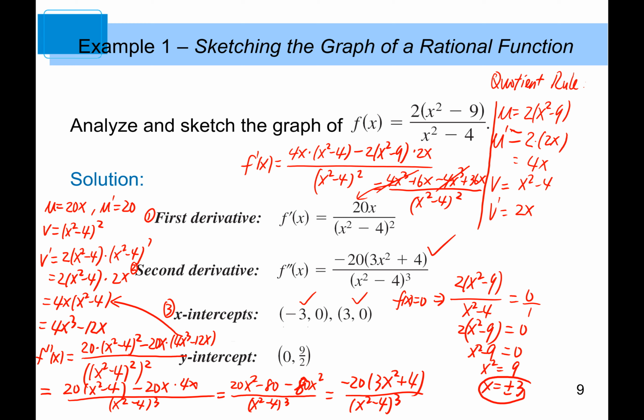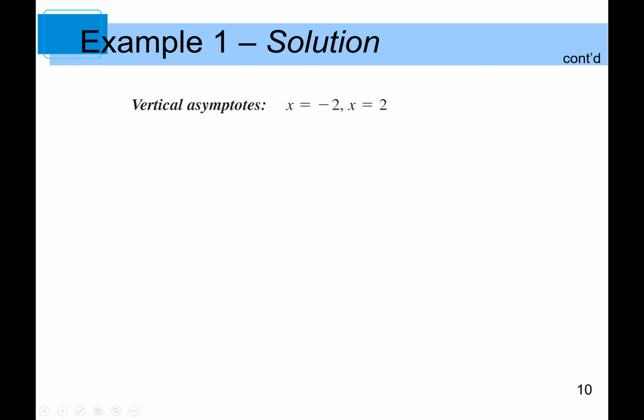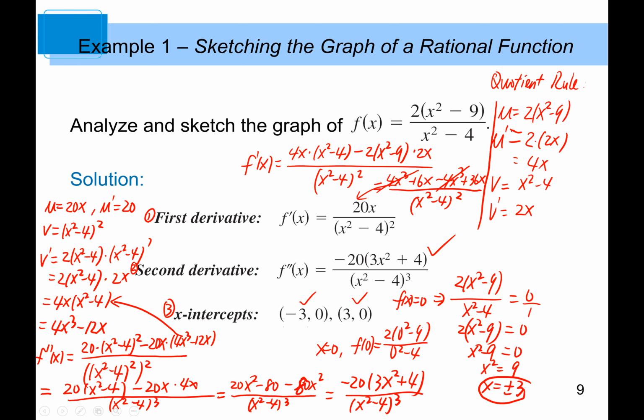Okay, check that. The y-intercept is found by setting x equals 0. So f of 0 becomes (2 times 0 squared minus 9) over (0 squared minus 4). That will turn into negative 9 over negative 4. Now that's why the y-intercept is (0, 9/4). Okay, so that's a full step.